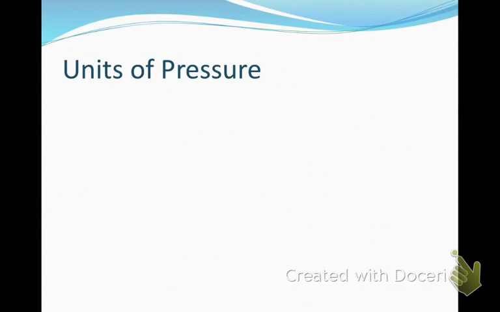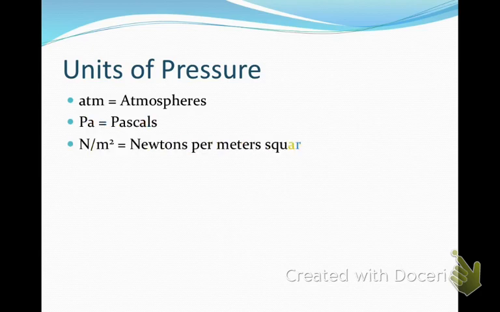So we have so many units of pressure. There's a lot of these. We have ATMs, that stands for atmospheres. PA stands for pascals, and notice that's a capital P. N over M squared is newtons per meter squared. You'll probably use that in physics a lot. kPa is kilopascals.